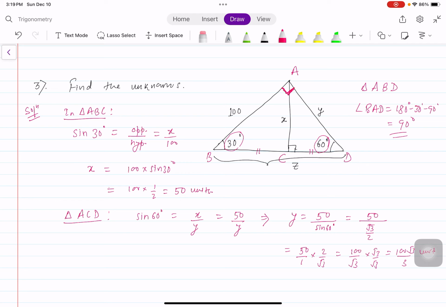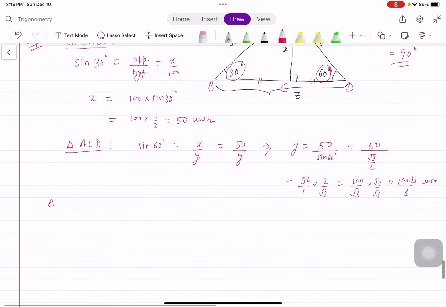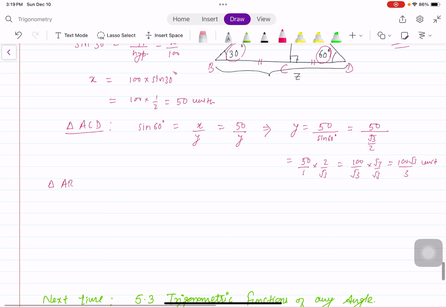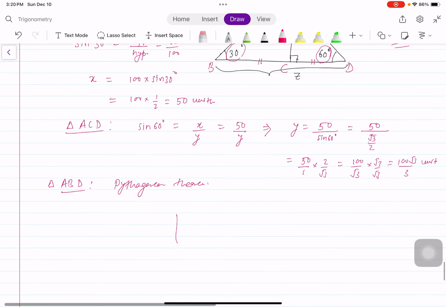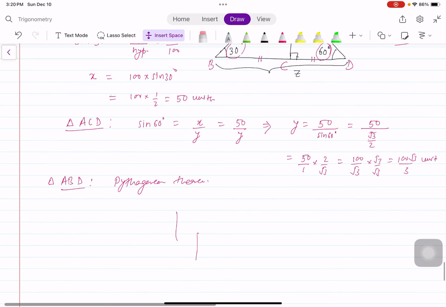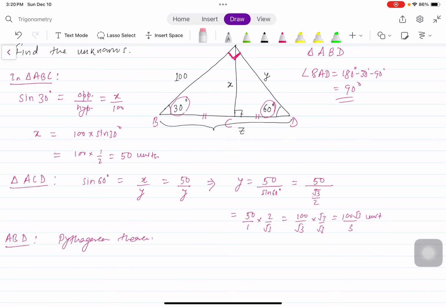Since we showed that this angle is 90 degree, we can use the Pythagorean theorem in this. Now we solve triangle ABD with the Pythagorean theorem. So what is the Pythagorean theorem? How do we apply it? G is the hypotenuse.